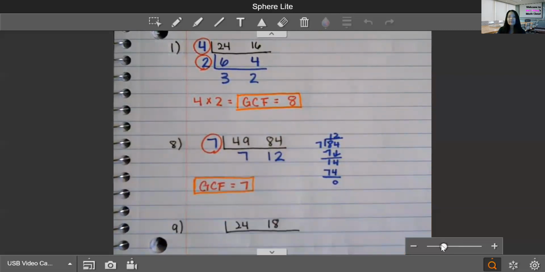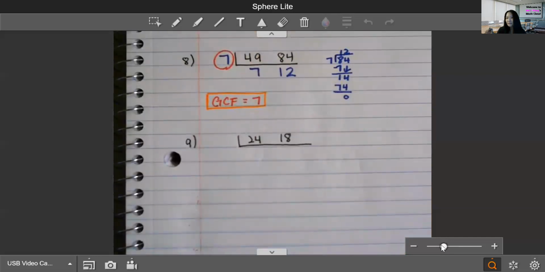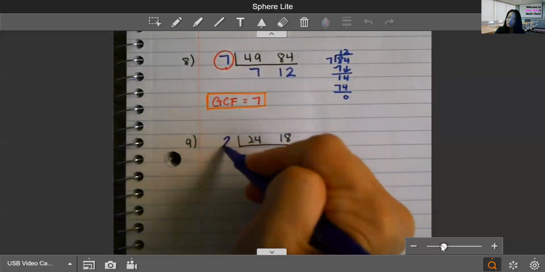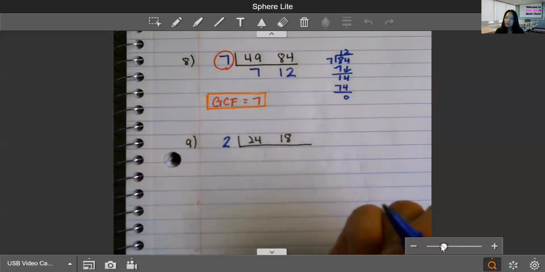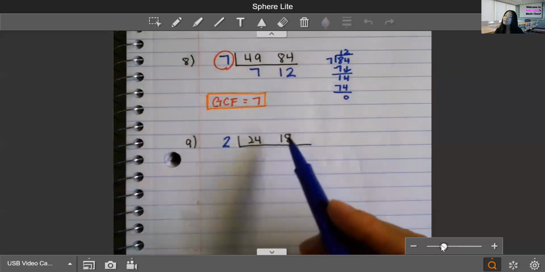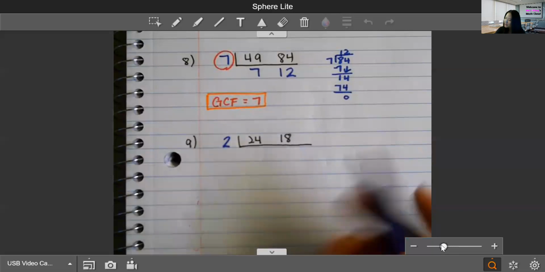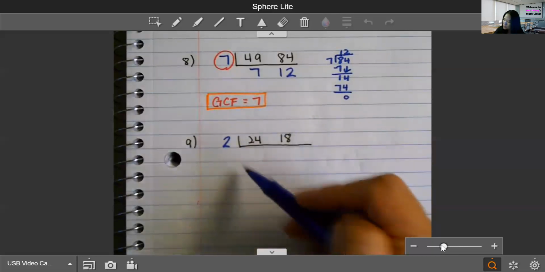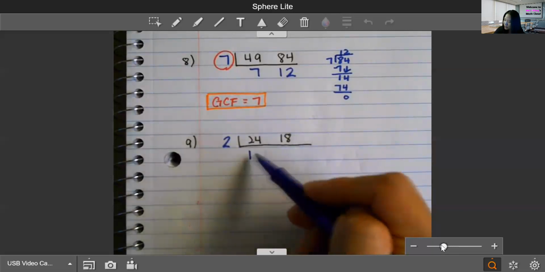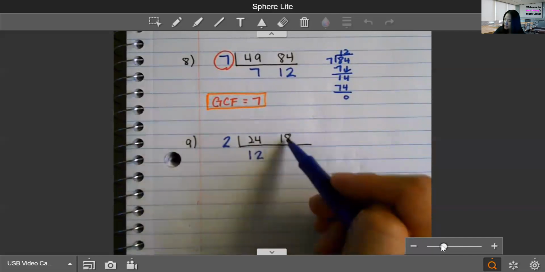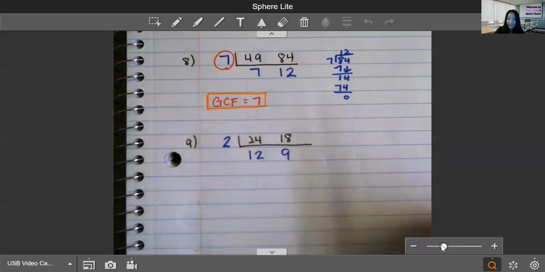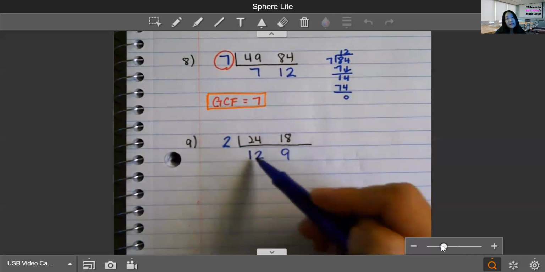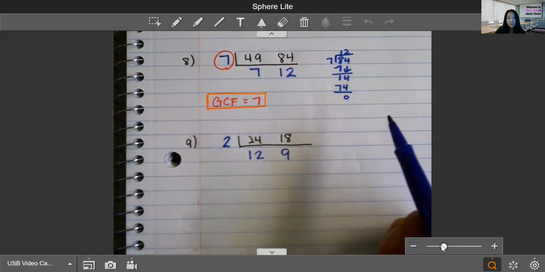Okay, next one. 24 and 18. This time I'm just going to divide by 2 because 2 can go into any even numbers. Okay, but there are other numbers too. All right, 2 goes into 24 12 times. 2 goes into 18 9 times. Okay, 12 and 9, 3.